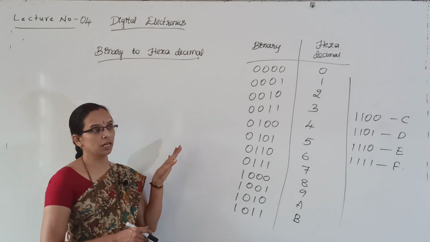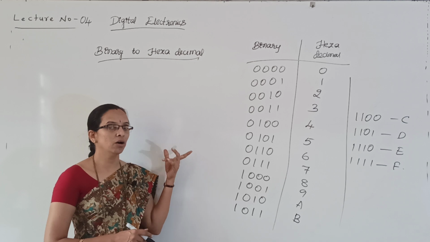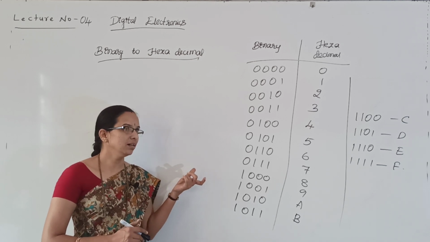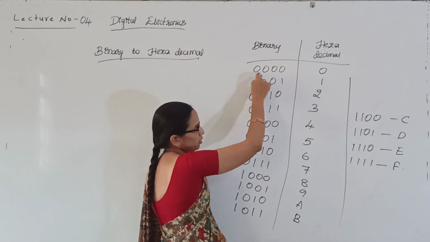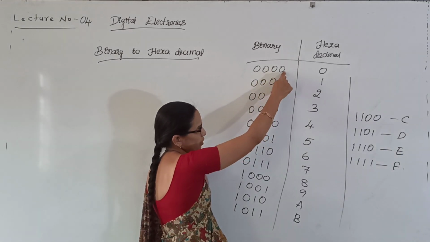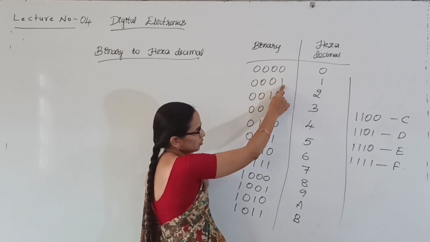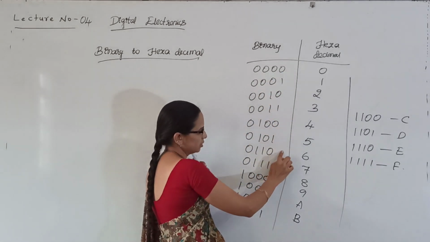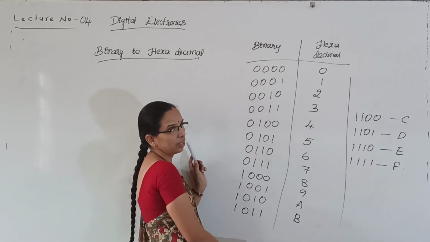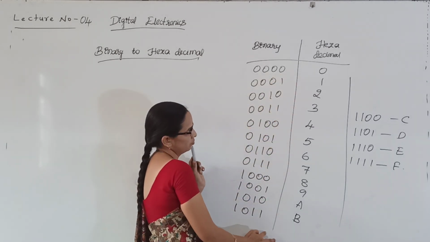You should remember this table or you should know how to write this table. There is a knack to write this. In the last bit, first we'll write all the zeros, then the last bit is 1, after that again 0. In the last bit these are the alternating ones and zeros.